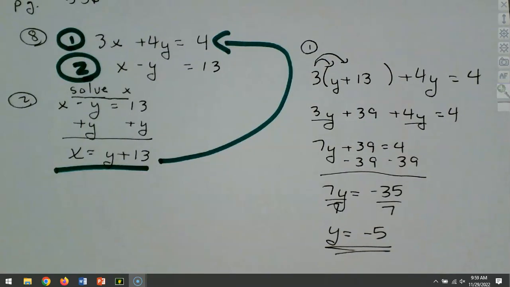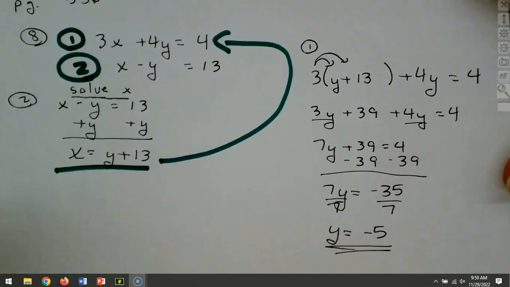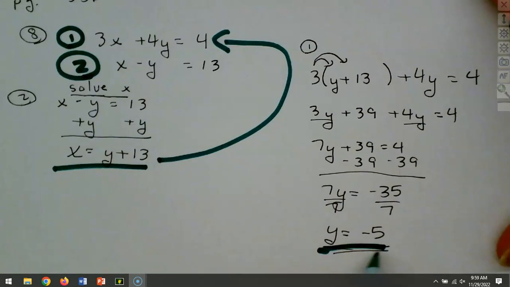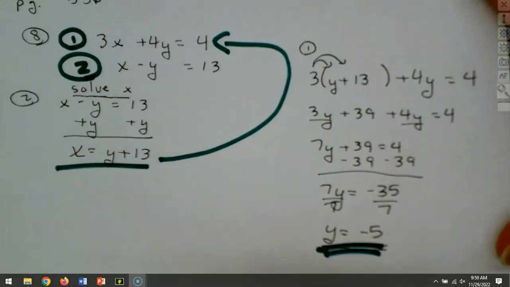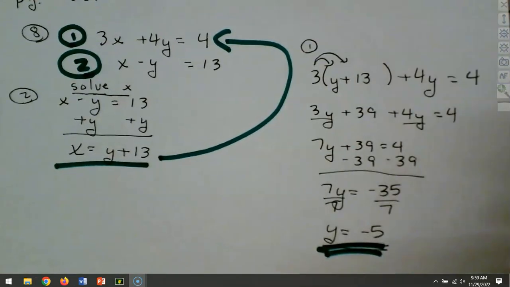So we have half of it. Okay, we've got the y part. How do we get the x part? We plug it back in. So we know that this is our y part. So now we can take this and we can plug it into either equation.